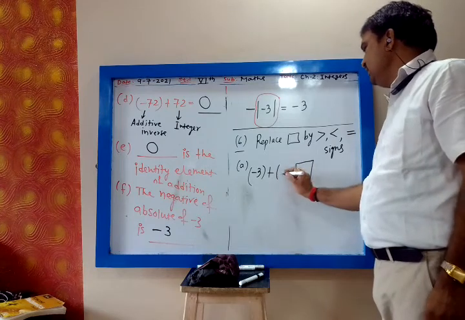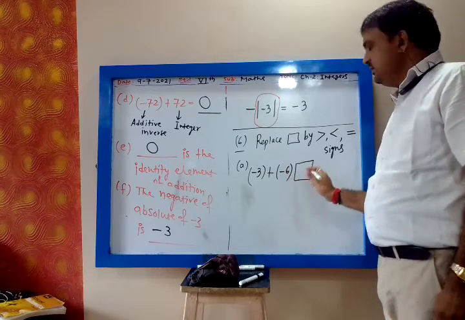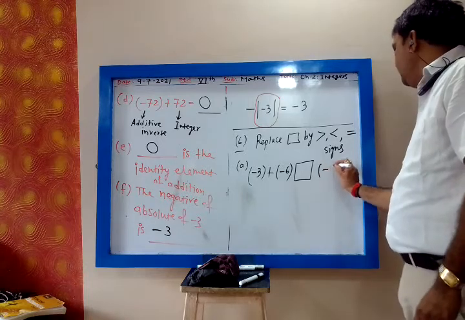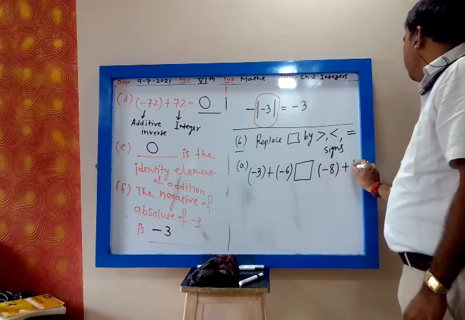-3 plus -6. Okay. -6. Then there is a box. -8 plus 4. -8 plus 4.